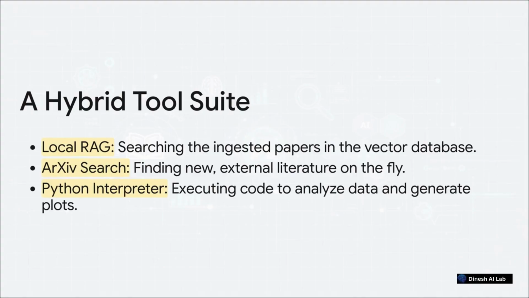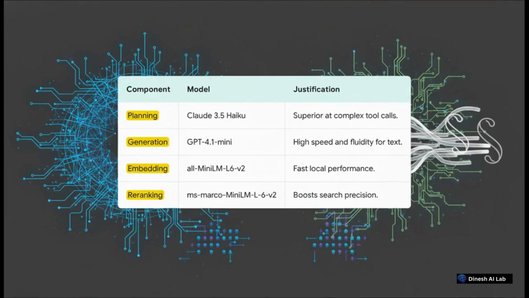And the third innovation is this idea of using a mix of specialized models. See, this system doesn't rely on just one single, one-size-fits-all AI. It strategically uses the right tool for the right job to get the best performance. So for the really complex planning and tool use, it taps Claude 3.5 Haiku, which is fantastic at that. But for generating smooth, human-like summaries, it can switch to a faster model like GPT-4.1 mini. It just makes the whole system way smarter and more efficient.